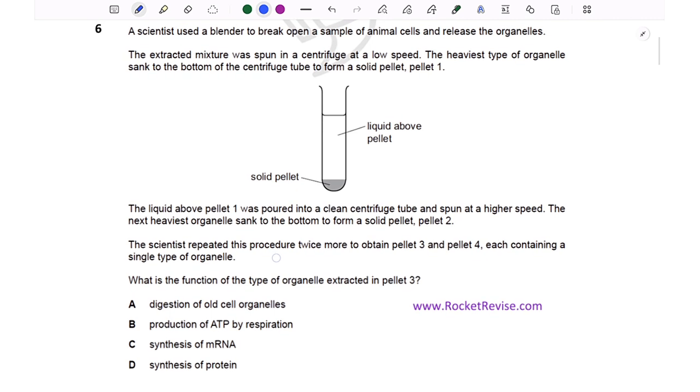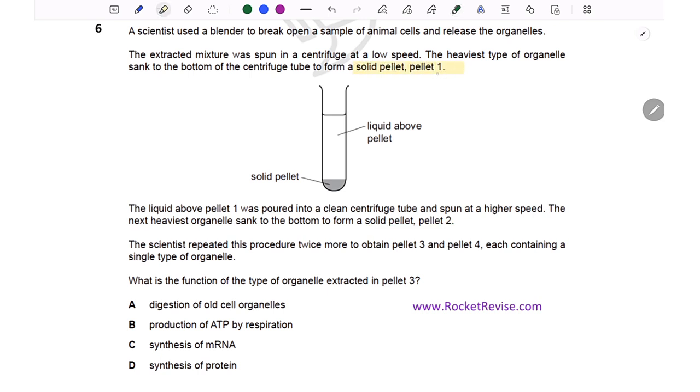Next question. A scientist used a blender to break open a sample of animal cell and release the organelles. The extracted mixture was spun in a centrifuge at a low speed. The heaviest type of organelle sank to the bottom of the centrifuge tube to form a solid pellet 1. The liquid above pellet 1 was poured into a clean centrifuge tube and spun at a higher speed. The next heaviest organelle sank to the bottom to form solid pellet 2.